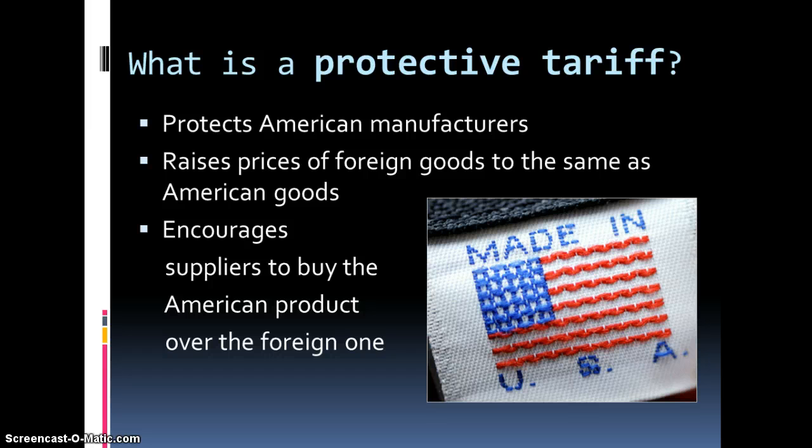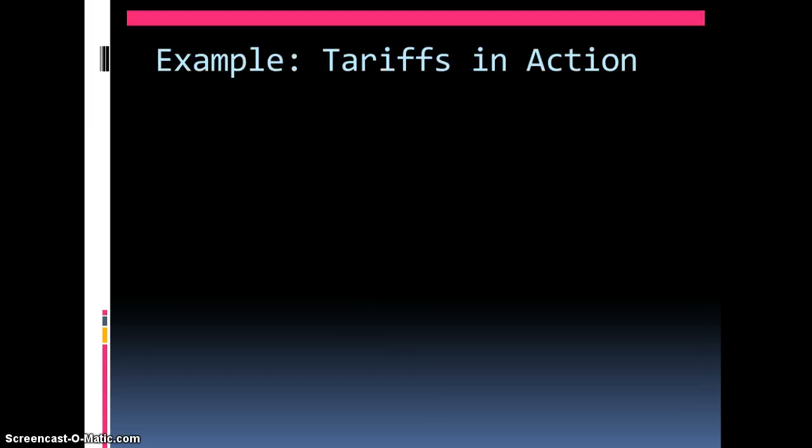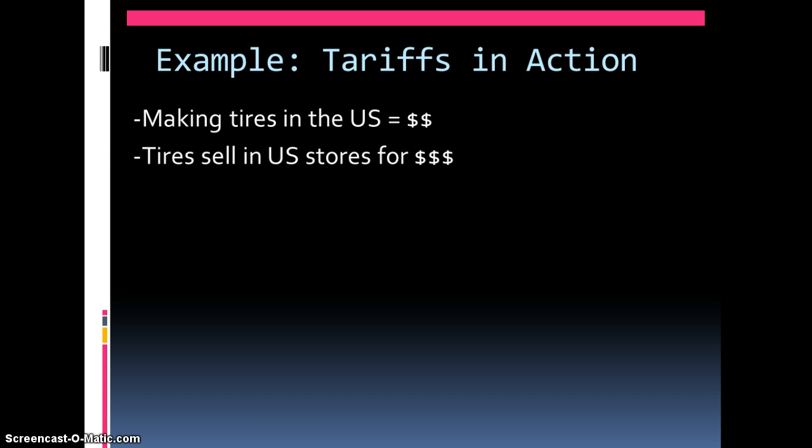Here's a simple example for you. You don't need to take notes on this. See the red bar? I just need you to visualize it. If you feel like you're having a lot of trouble understanding tariffs and you want to write down this example, that's fine, but you don't have to. Let's say there's a company making tires in the United States. It costs them a good bit of money. And when they sell those tires in U.S. stores, of course they want to make a profit, so they sell them for a lot of money.